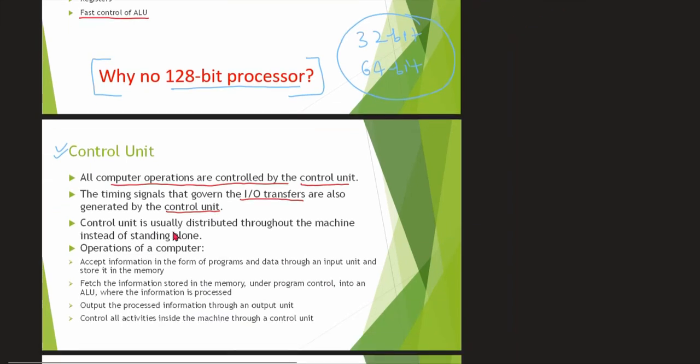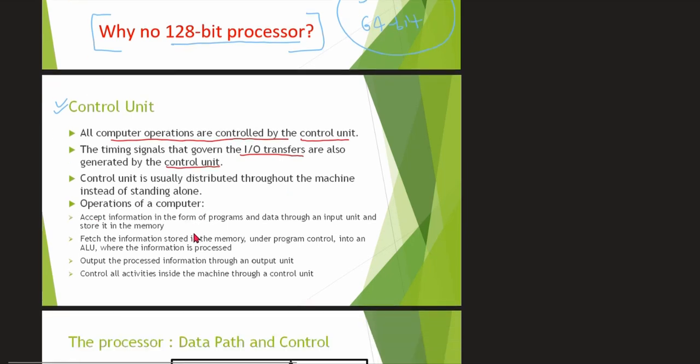The control unit is usually distributed throughout the machine instead of standing alone. So the control unit will be connected with all the different components of the computer system. It is not a separate device that is just connected or constrained to its own only. So the control unit monitors all the different components that are connected to the computer system.